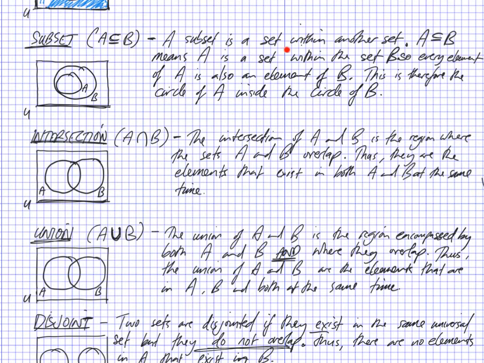A subset is a set within another set. So basically a circle within another circle. How do I represent that? A with that symbol, B. That tells you that A is a set within the set B. So every element of A is also going to be an element of B. And so in your Venn diagram, this is going to be the circle of A inside the circle of B. So that's the situation we've got here.